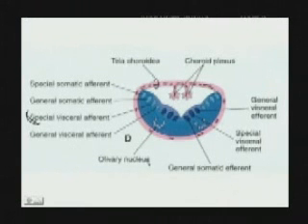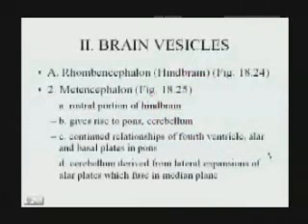Another example, the special visceral efferent, this one's right here, those carry the innervation of the muscles produced by the pharyngeal arches, and so, for example, the muscles of facial expression. And so all of that took place at the level of the myelencephalon, which becomes the medulla oblongata.